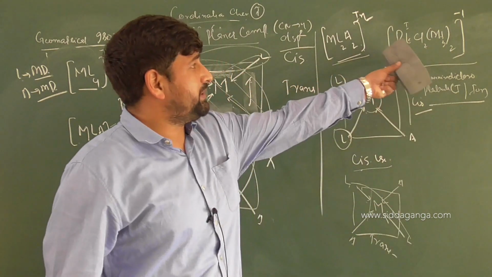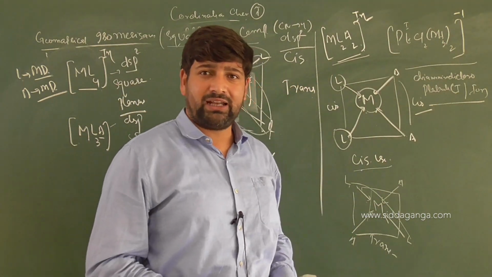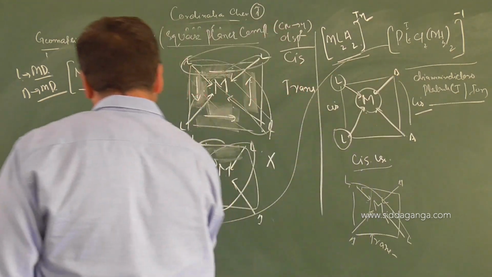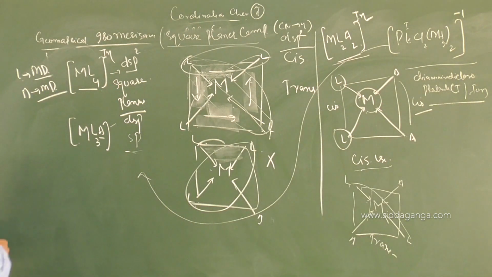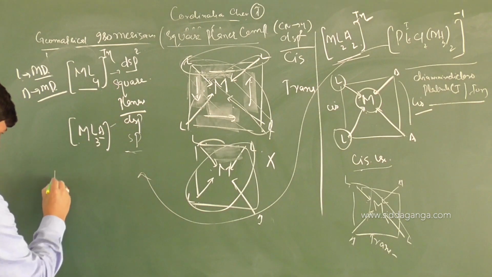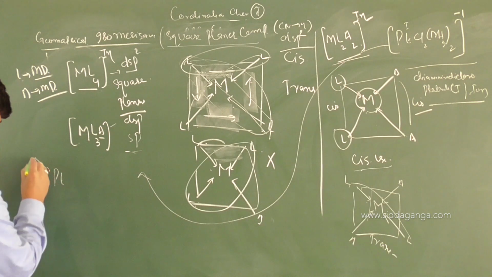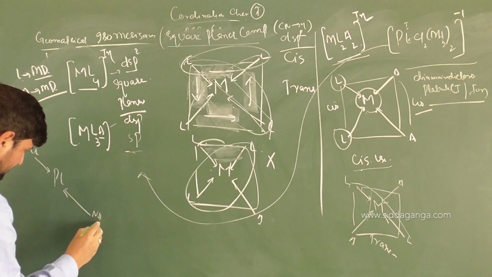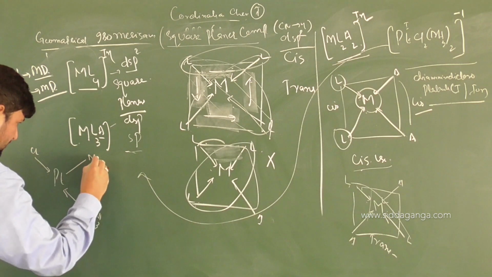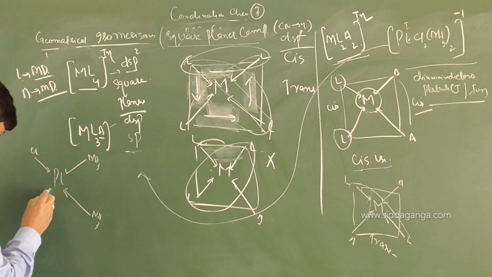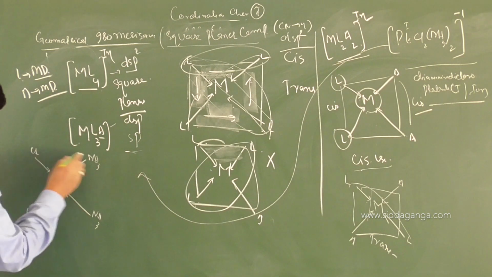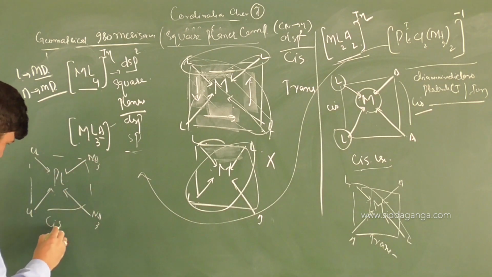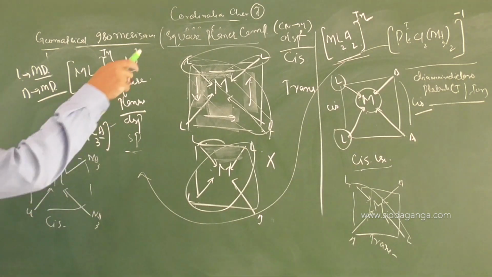So will PtCl2(NH3)2 exhibit geometrical isomerism? 100% yes. And what will be the geometrical isomers of this complex? Have a look here. We'll have platinum, then chlorine, then NH3, and here NH3, here chlorine. Same or opposite? If chlorine is here and NH3 here, same side. So is this cis or trans? This will be cis.